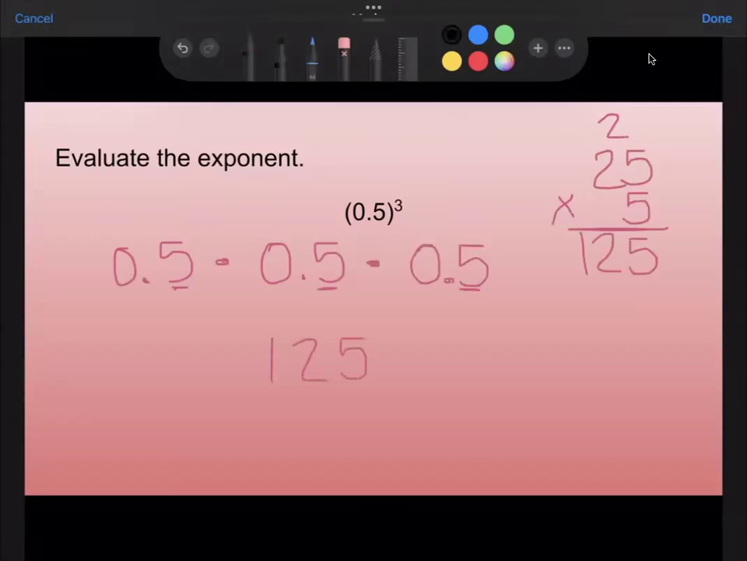Then I'm going to add a decimal to the end of that answer, and I'm going to move that decimal to the left the same number of spaces as I had decimal places in my problem. So I had a 5, another 5, and 3 fives all together that were in decimal place values. That means I'm going to move this decimal 1, 2, 3 spaces and put it right there. So the answer ends up being 0.125. That's why it's important to write this out as a multiplication expression, so you can see exactly how many spaces you need to move the decimal at the end.